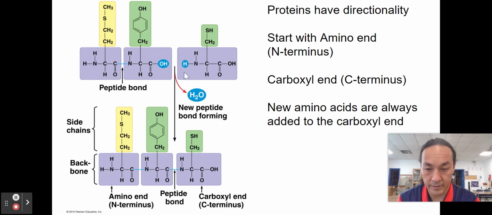Here is another example of it. So there's the peptide bond. This is a good picture because it's showing you, look, here are those different side chains. And so we always start with the amino end as a protein. They have directionality, and they will end with a carboxyl end.